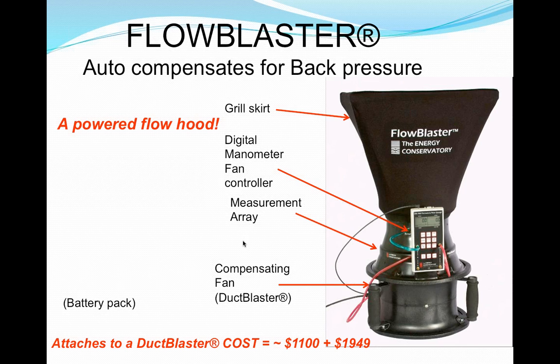The device itself, the attachment, is around $1,100, and you need to attach that to a duct blaster. That's the only device it attaches to. So you either need to get one or to have one, and they're around $2,000. So the total cost is around $3,000, $3,200 in order to do this flow blaster auto compensated type measurement.